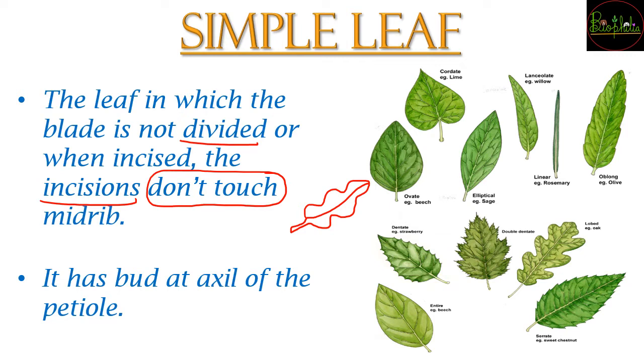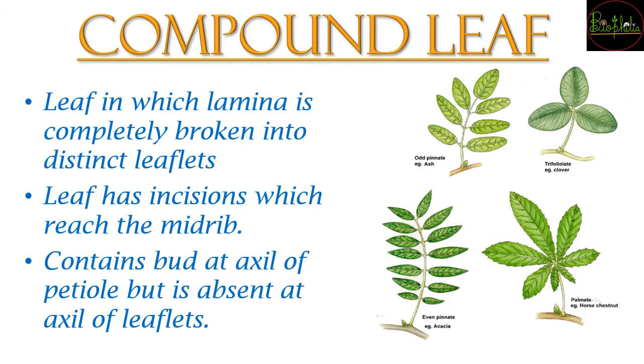So for simple leaf, you can have these particular leaves that I have tried to collect and show you. So जैसे यहाँ पे एक leaf है which is going to be lobed, but still it is not touching the midrib. The lobes are not touching the midribs. That means it is still a simple leaf. So it is also going to have a bud at the axil of the petiole, and that is a type which can be seen in the simple leaves. Now we study about the compound leaf, wherein the leaf or the lamella is being completely broken.